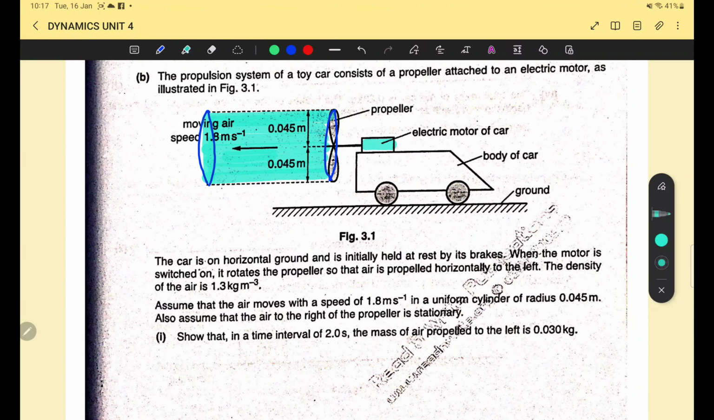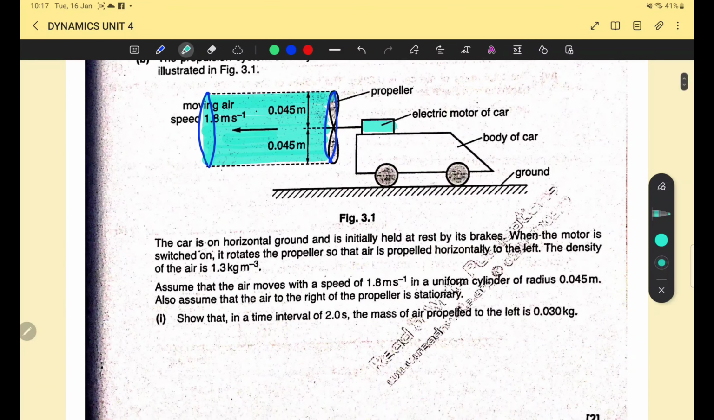Okay, and what is the question? So the question is, better note down the data. The question is, the car is on horizontal ground, it is initially at rest.